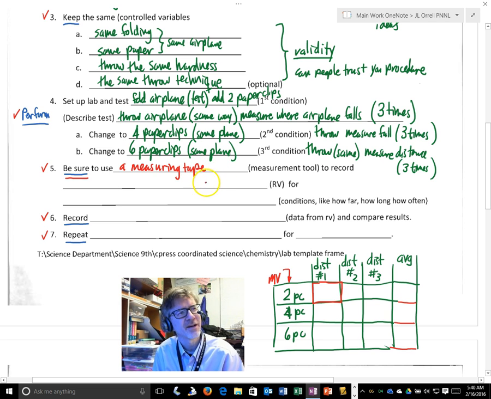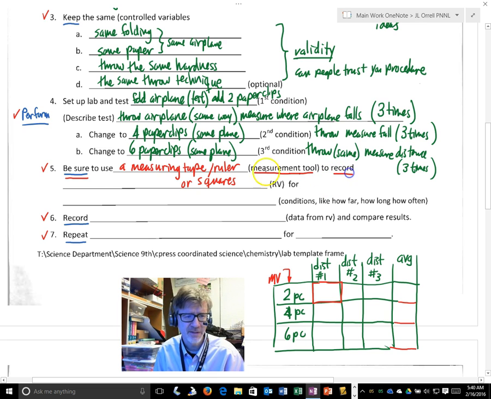That's also called a ruler, let's say. Or we talked about the squares on the floor. Be sure to use that measurement tool and the same one, remember, that could be a control variable too, to record the distance the airplane flies.